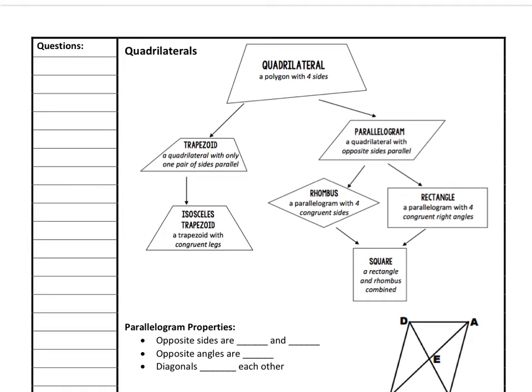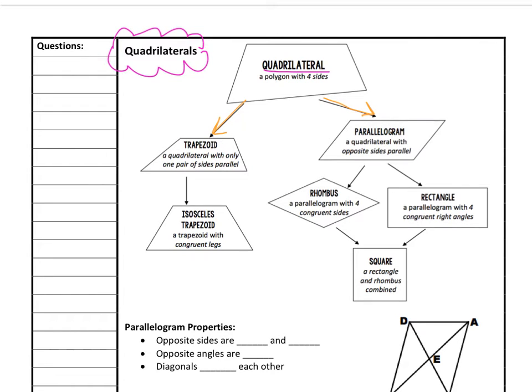Okay, so what you are looking at in this entire space, this is what I like to call the quadrilateral family tree. So notice that a quadrilateral is at the top. That's the most basic 4-sided shape that we can have. Any shape with 4 sides is considered a quadrilateral, hence the word quad. From there, it can follow 2 branches. It could follow the trapezoid branch, or it could follow the parallelogram branch.